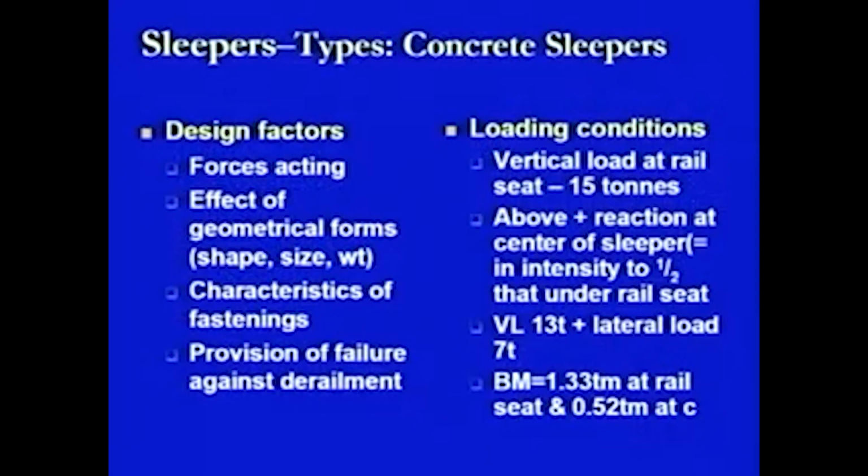Mostly in the case of concrete sleepers we use elastic fastenings, and a provision against failure due to derailment, because if there is a derailment then obviously it is going to damage the concrete sleepers, and therefore, in that condition the only remedy is to renew the sleeper. Therefore, what are the provisions which have been taken against derailment or against failure of such type? That is another important aspect which is to be taken into consideration while designing the concrete sleepers.